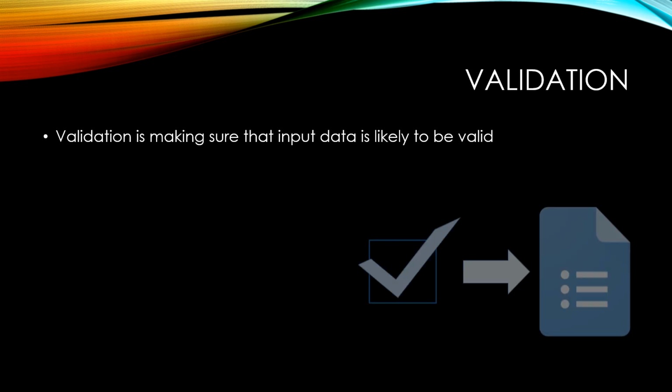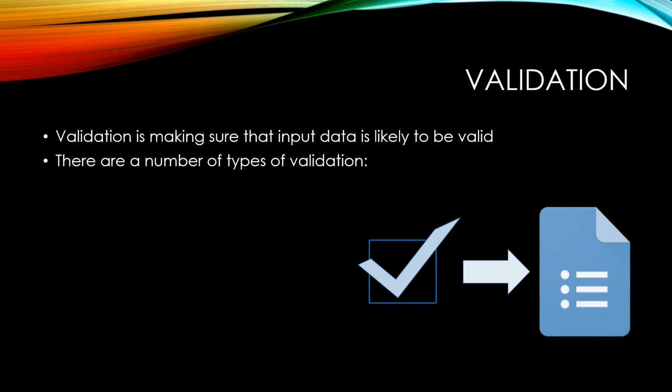Validation is making sure that input data is likely to be valid. There are a number of types of validation. A presence check, where we check that some data has been entered into a field. A length check, where we check that the data entered fits between either an upper or lower bound of how many characters it can have.